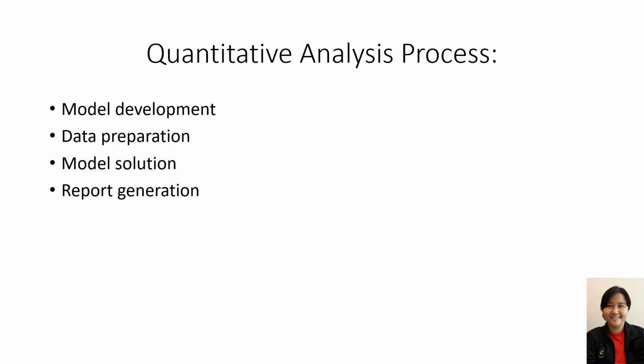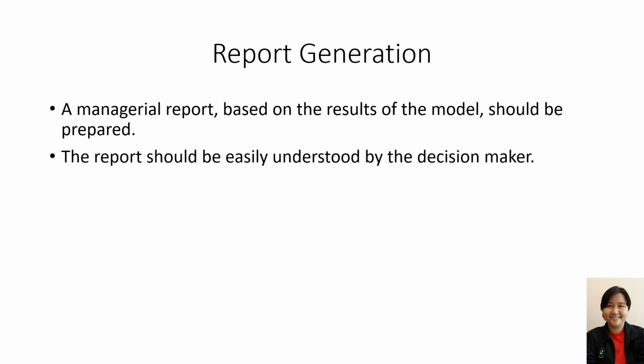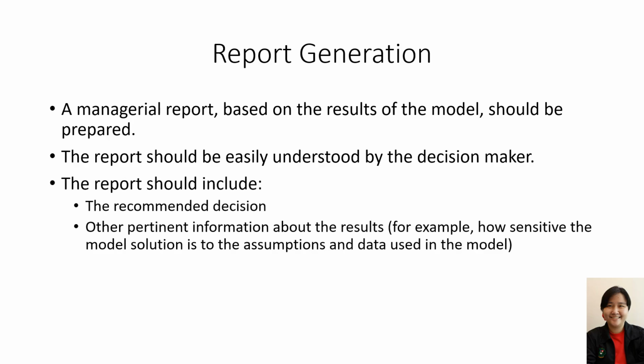The last step of the quantitative analysis process is the report generation. The results of the model must be indicated therein in a managerial report, which should be understandable to the one who is making the decision. The report should include the recommended decision and other pertinent information about the results that may be helpful to the decision maker, such as sensitivity or what-if analysis. For example, what would happen if there are changes to any of the decision variables or uncontrollable inputs? How would such variations affect the recommended decision?